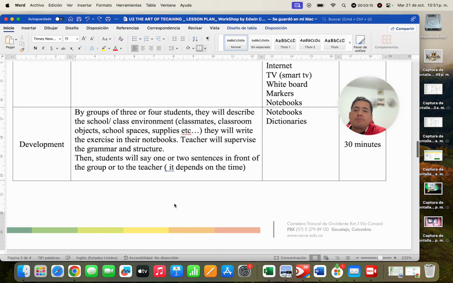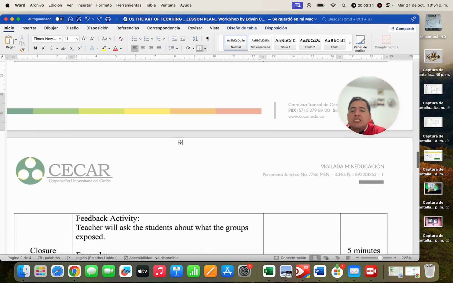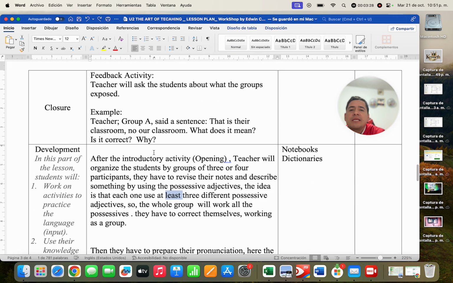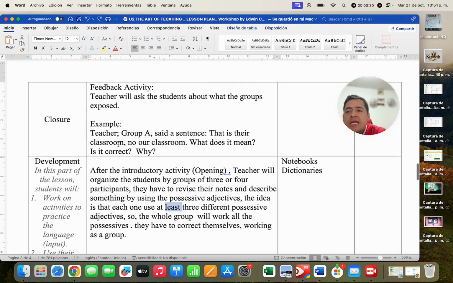Then, for the development, by groups, they have to describe their environment by using, of course, possessive adjectives. I explain this at the end of the document. The closure is a feedback. I will ask the students if they have doubts, or I am going to try to evaluate them with a feedback activity, and also the homework.